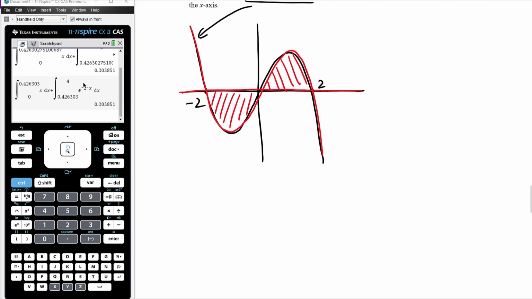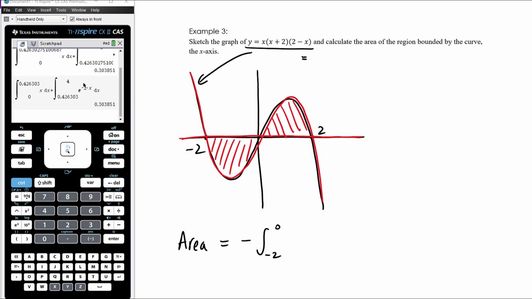Yeah, I'm going to write underneath. So in this particular instance, the area would be the negative integral from negative 2 up to 0 of x times, well, we're also going to need to expand that out to integrate it, so let's do that.